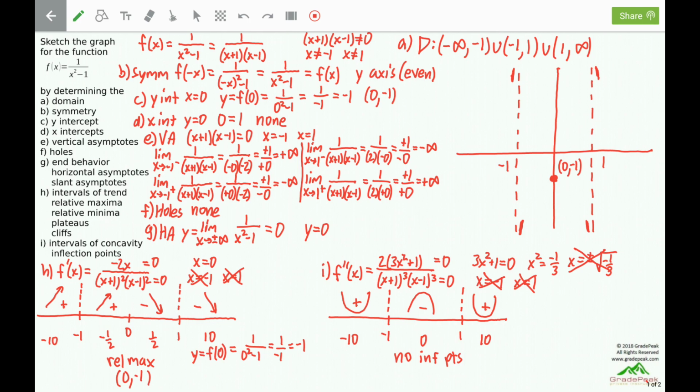We found no holes in the graph. We have a horizontal asymptote of y equals 0. That's the x-axis, so we can put a dashed line here. And this horizontal asymptote is its end behavior. It should be approaching the y equals 0 or the x-axis on the left and the right ends of the graph. So we'll be sure that that is the case.